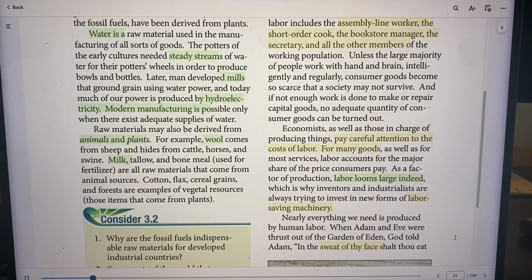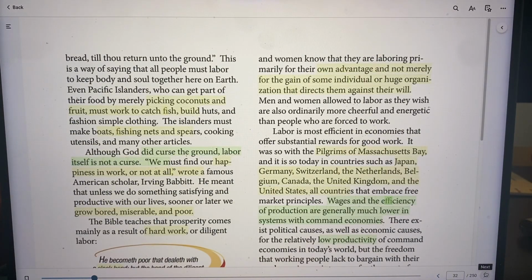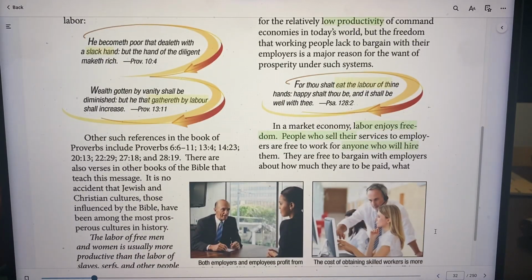So here's a picture of the laborer there. He's probably fishing. So here, let's get down here, some Bible scriptures here too. Just scrolling down. So, prosperity and hard work, and many Bible verses. Let's go over some of these Bible verses.